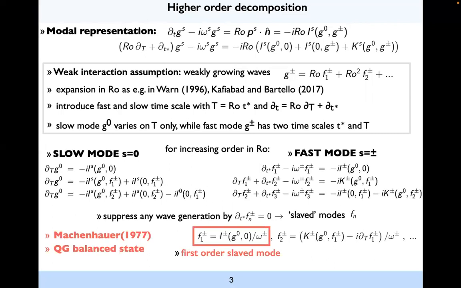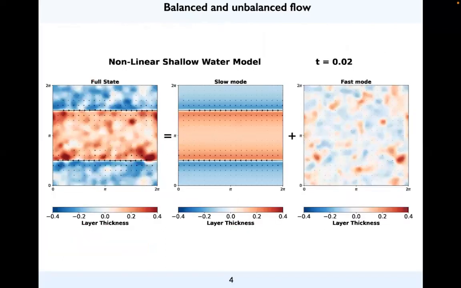This might look a bit intimidating, so maybe I won't go into detail now, but I'm happy to talk about it later. The idea is that you can solve this by iteration, and for each iteration, for each order, you can eliminate slaved modes from the unbalanced mode. So you get a more and more balanced state and a more unbalanced state. Important to note here is that the first order that you get is similar to the quasi-geostrophic balanced state. I think Silvano will also mention this in his part later.